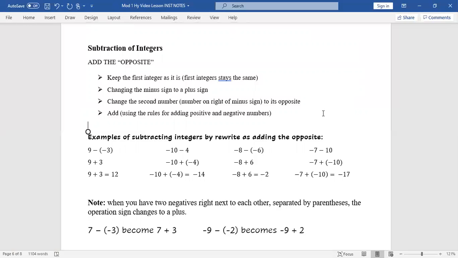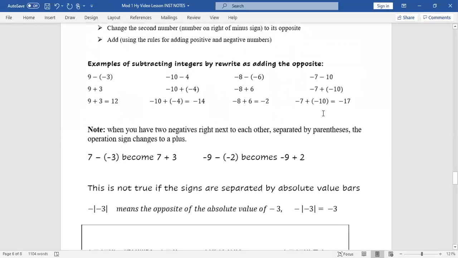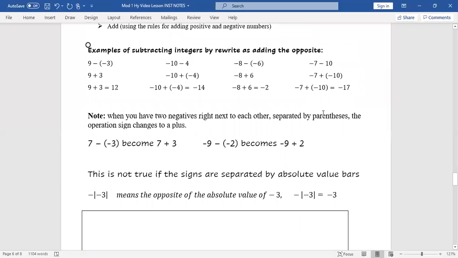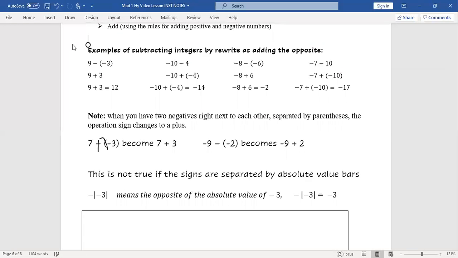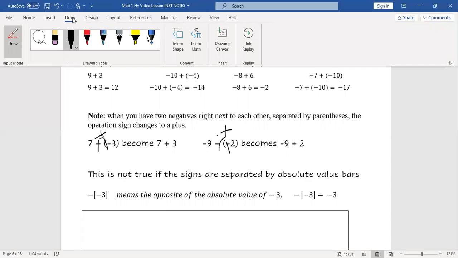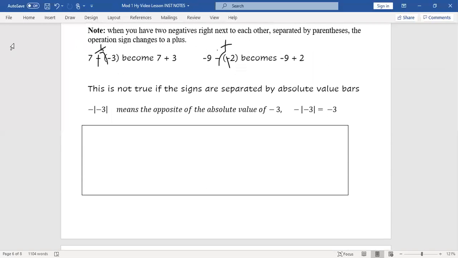Note when you have two negatives right next to each other, separated by a parenthesis, the operation sign changes to a plus. 7 minus a -3 becomes 7 plus 3. -9 minus -2 becomes -9 plus 2. One student told me that they just like to hook the two negatives together and put a plus there. But this particular rule is not true if you're using absolute value bars, only with parentheses.